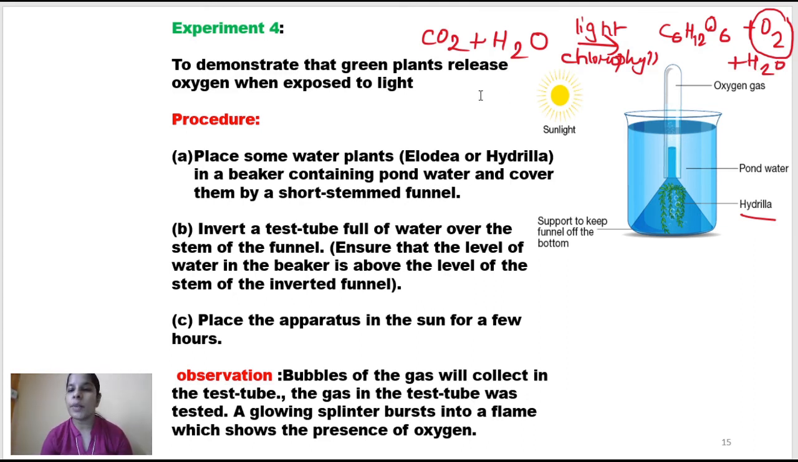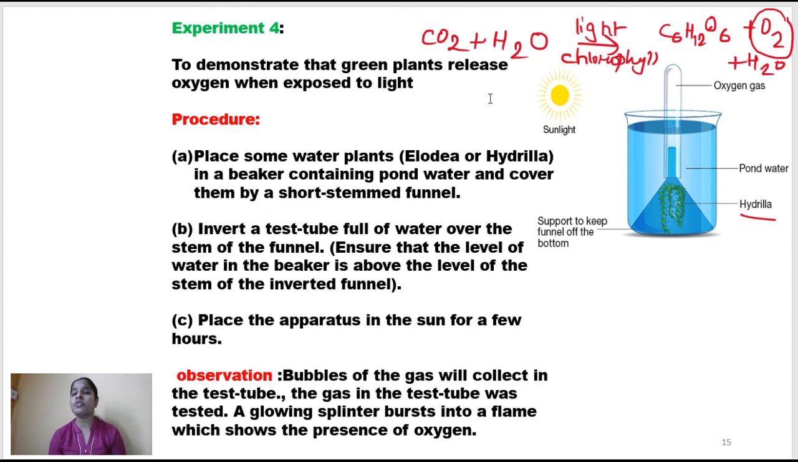So this was all about the experiments that we need to discuss, and all of this comes in your board examination. Do study these experiments very properly, as you can score good marks from them. Study the definition of destarching and how to destarch a plant, and remember that whenever we have to prove that carbon dioxide, chlorophyll, and sunlight are necessary for photosynthesis, we have to destarch the plant.